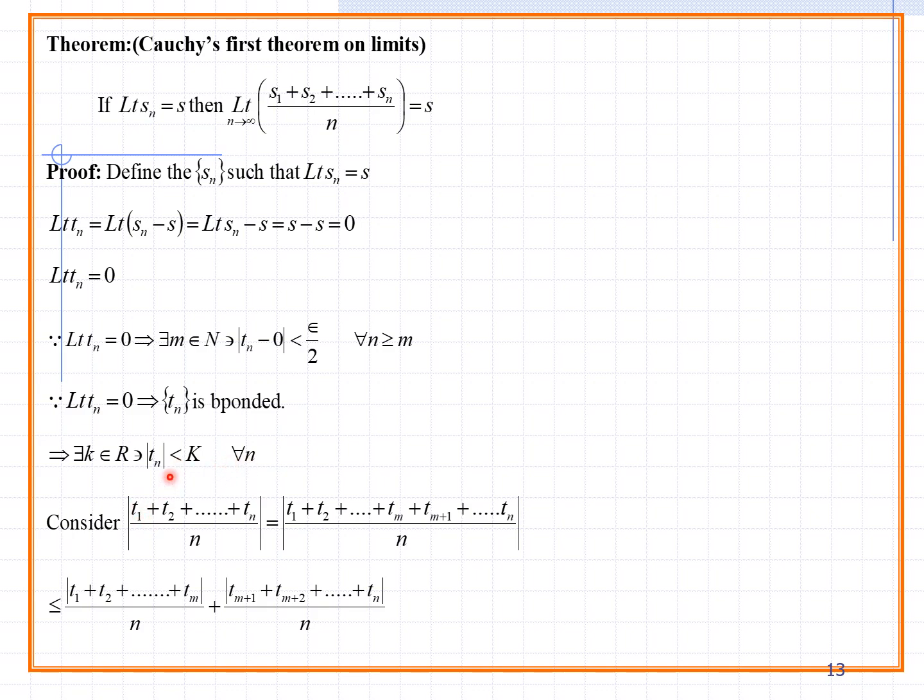So consider this, it can be written as (T1 plus T2 plus and so on up to Tn) by n. So you can prove it like this now. You can separate it into two parts: the first up to Tm terms, the second from Tm plus 1 up to Tn, all by n. For example, if this is a 200-term series, you can take up to 100, then 101 to 200 like that. So you can split this into two parts.